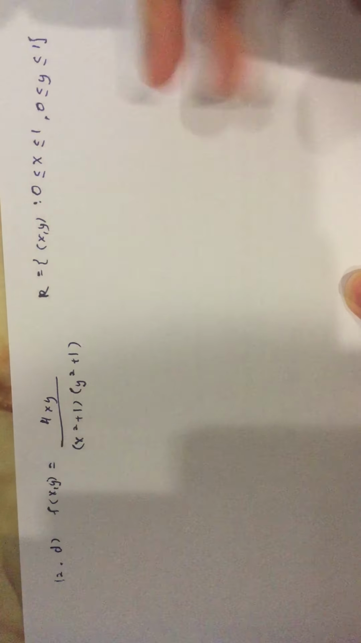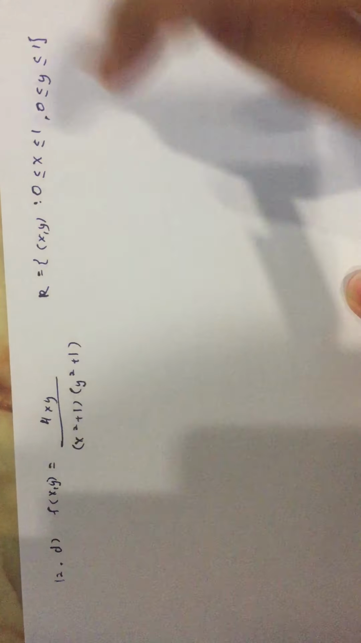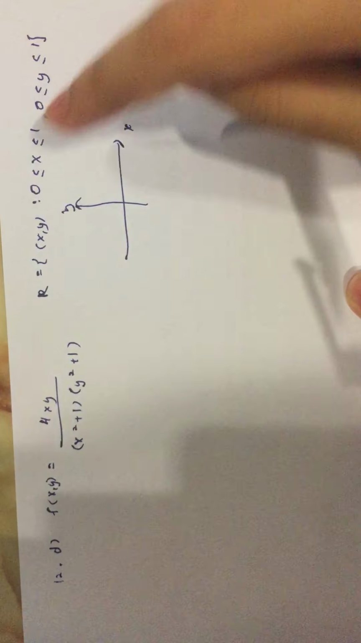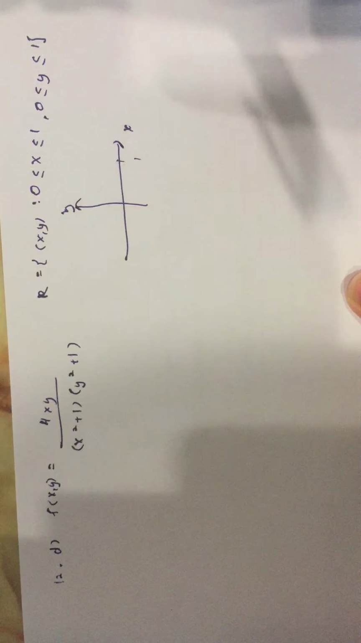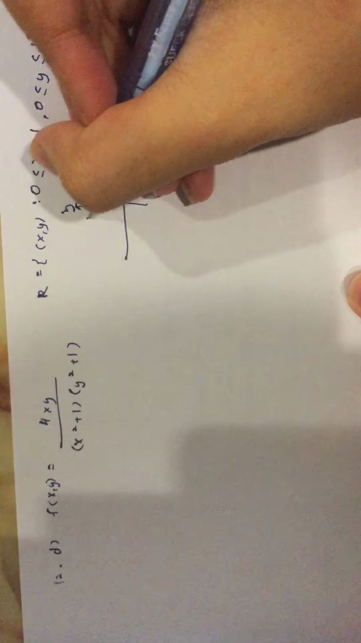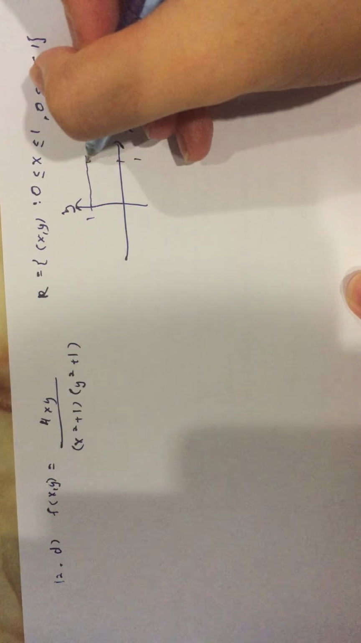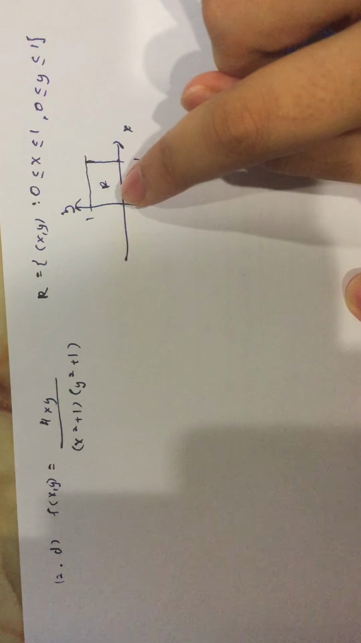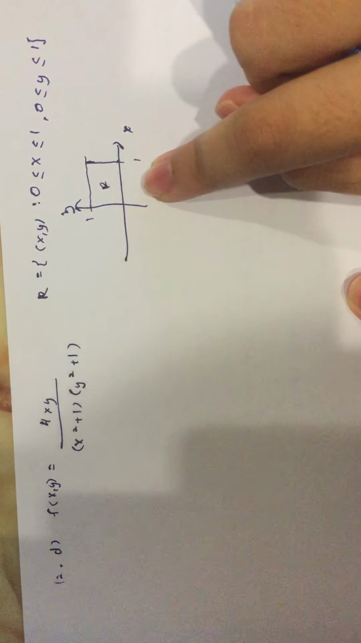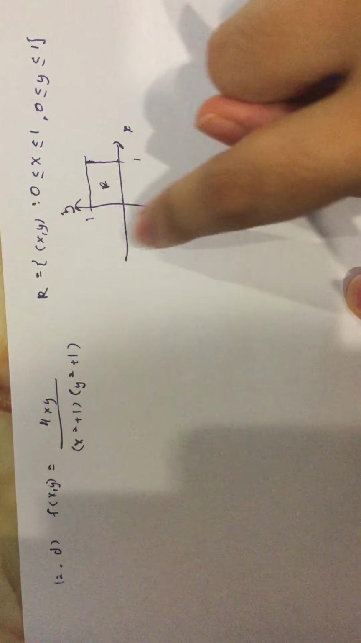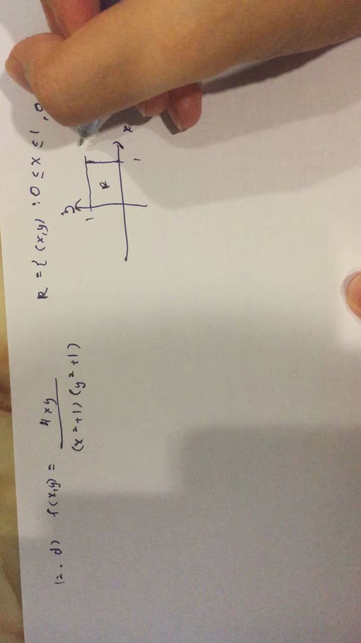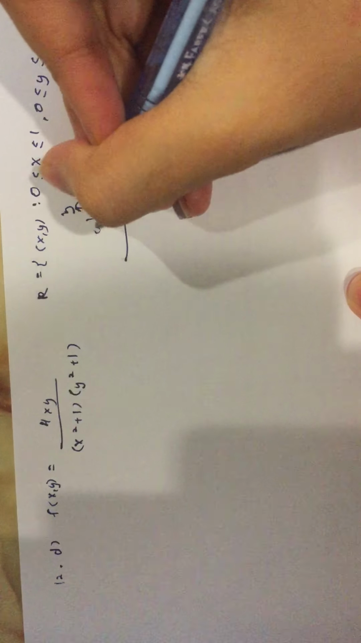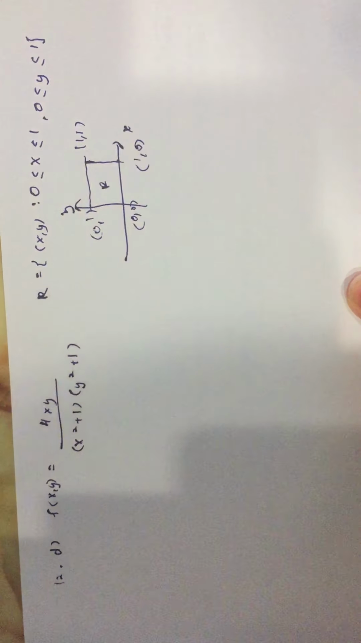So if we try to plot this region R in the xy plane, x is in between 0 to 1 and y is from 0 to 1. So actually this region is bounded by this rectangle, this square here, which is the region R. It's bounded by the corners 1, 1, and over here we have 1, 0, and then this one is 0, 1, and then 0, 0.